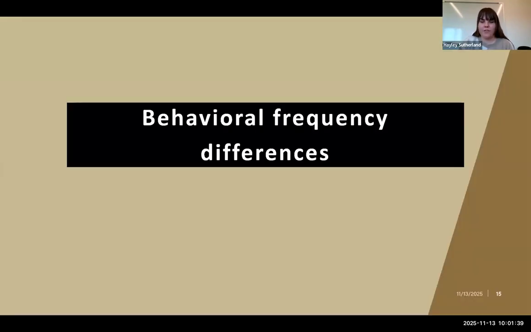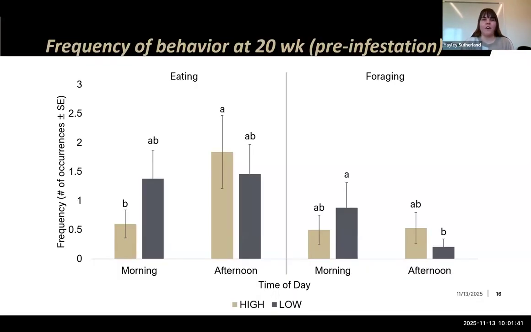So getting into our results with our frequency differences, for our frequency of behavior at 20 weeks of age, this is before our hens were infested, we were able to see interaction effects. So starting off with eating, for the hens that would go on to have a high infestation level, they were eating more frequently in the afternoon than they were in the morning.